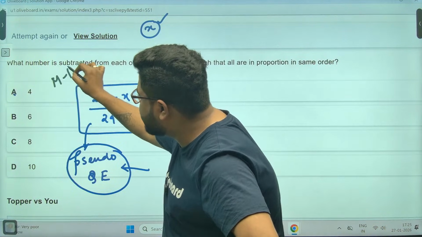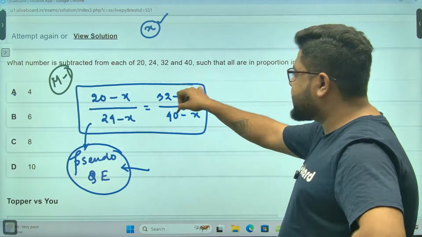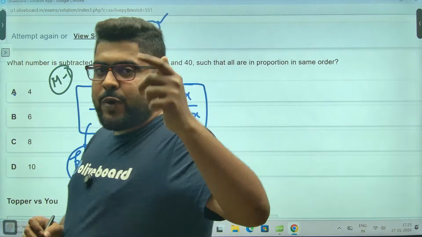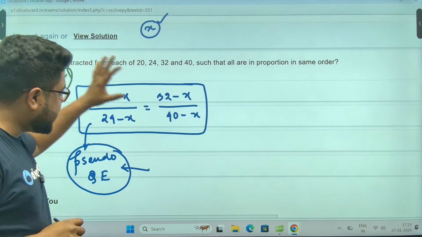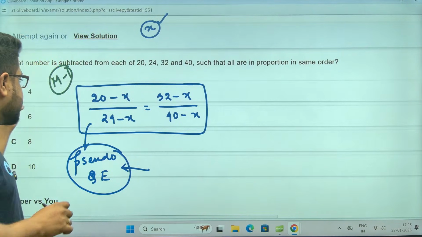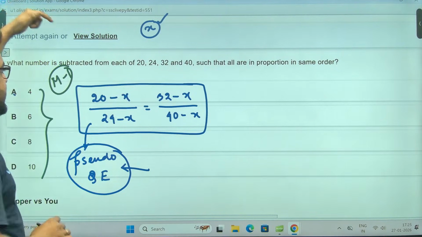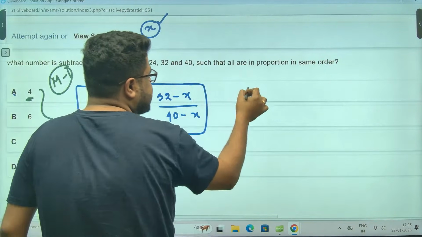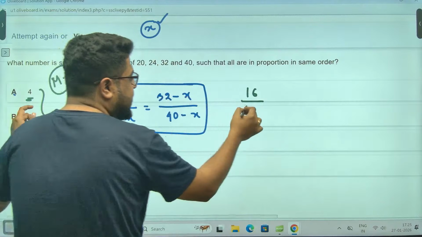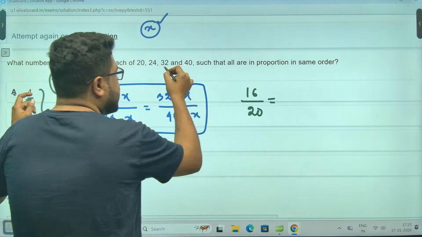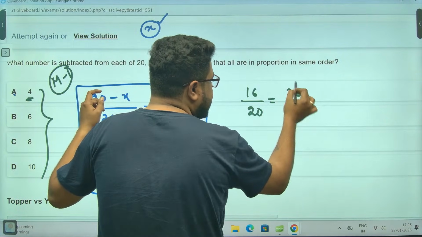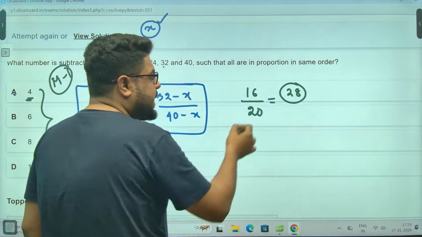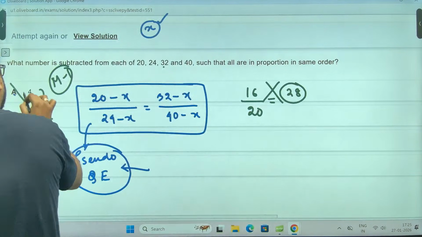I am not doing it like this. I am quite confident you can solve it from there and find the value of x. So what I'm doing is just using the options to find my answer. If I take option 4: 20 minus 4 is 16, 24 minus 4 is 20, 32 minus 4 is 28. 28 has a 7 in it, so it can never be my answer. Option A cannot be.